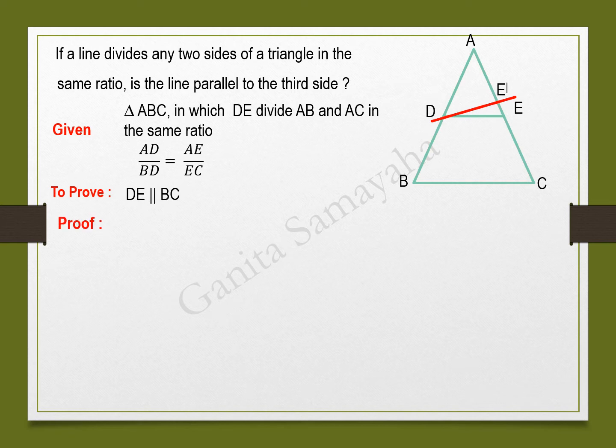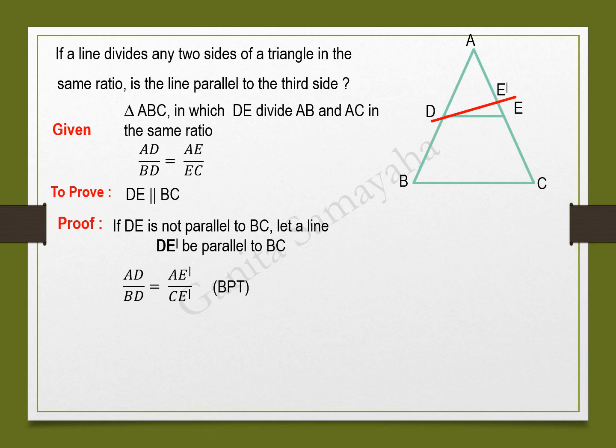So, what are we considering? Let DE not be parallel to BC. Instead, let DE dash be parallel to BC. As a result of which, let us apply BPT. We have AD by BD equal to AE dash by E dash C. But what is AD by BD equal to? Yes, it is equal to AE by EC, which is given to us.